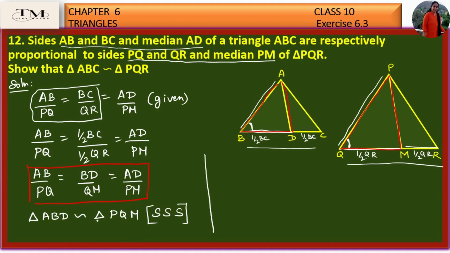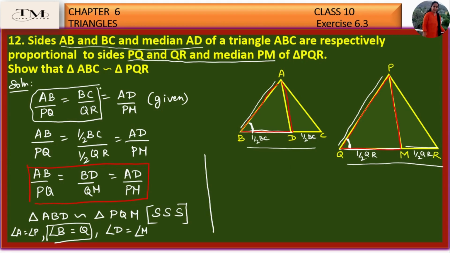So by this criteria, these two triangles are similar. So if these two triangles are similar, what can we get? We will get AB by PQ equal to BD by QM. So we got that already. Then what about the angles? So angles will be equal. So angle A will be equal to angle P. Then angle B is equal to angle Q. Angle D will be equal to angle M. Okay. So these things we will get. But what we need is just angle B equal to angle Q. So which is here.